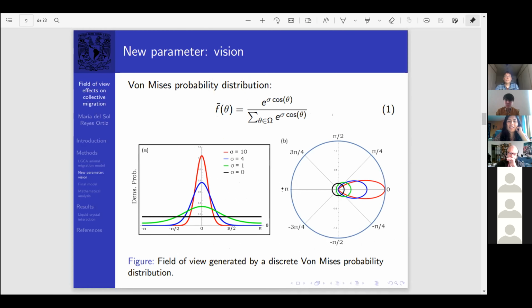Now, as you could see in the previous slide, our model only considers interactions between neighbors, but it's not really realistic to think that all neighbors have the same influence on a particle. So we would like to introduce a new parameter: vision. We will introduce it with a von Mises probability distribution, given by equation number 1. This is a discrete von Mises probability distribution where we only consider the 6 angles of the 6 different velocity channels. As you can see in our graphs, sigma will be our vision parameter. When sigma equals 0, it means that you can see all over the space. You have a complete, wide field of view. But as sigma starts to increase, that field of view starts to diminish, so you could only see in front of you. This is how we will model our field of view.